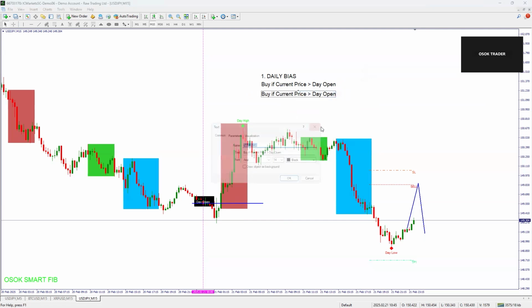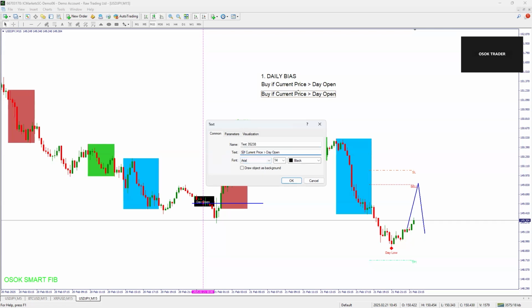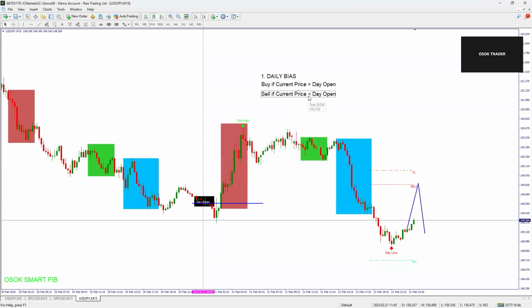The current price is less than the day open. So that's like number one logic: know where price is. The daily open is here, this blue line. If price is above here, look for buy entries. If price is below here, look for sell entries.